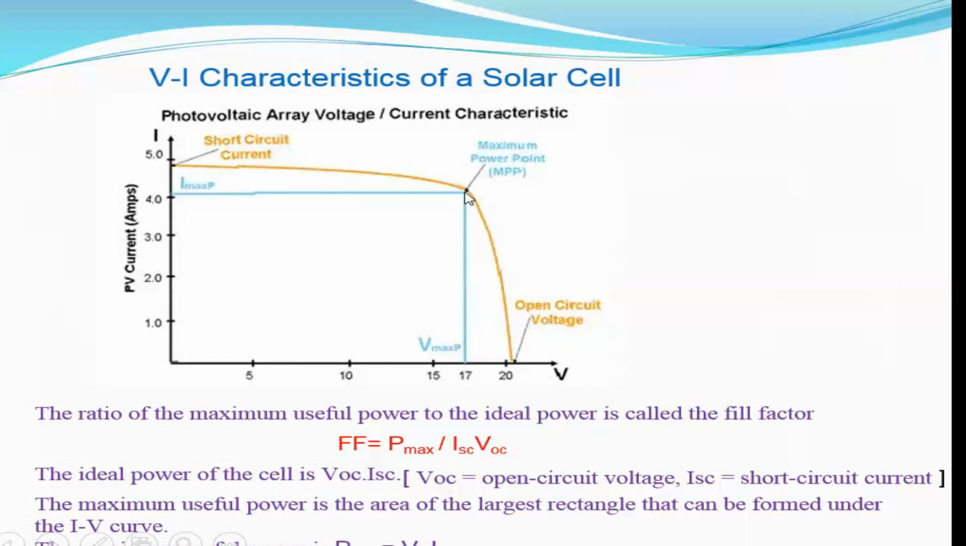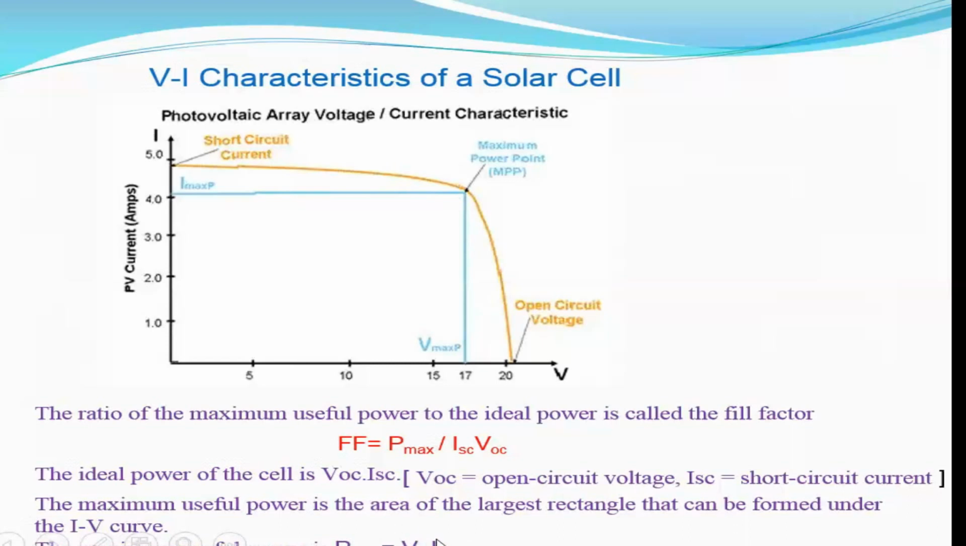And here we have the maximum power point. That is, the power at the bend of this curve indicates the maximum power point. The corresponding voltage is V maximum, and the corresponding current we call I maximum. The area of the largest rectangle that can be formed under this IV curve gives us the useful power. That useful power is given by P maximum, which is equal to V maximum into I maximum, that is Vm into Im.